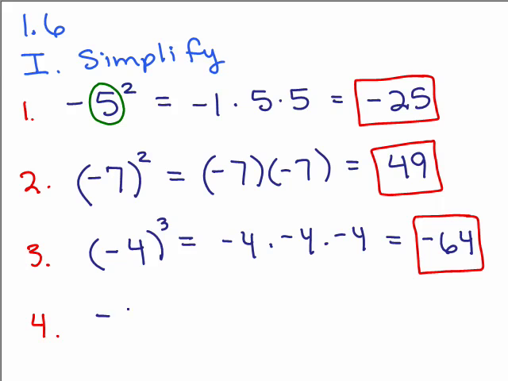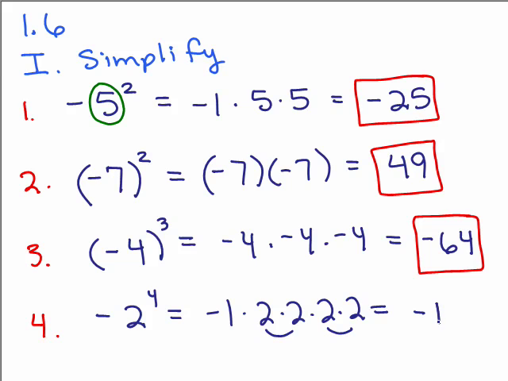Negative 2 to the 4th power. This is similar to number 1. The base is only 2, not negative 2, because the negative sign is out in front. So you could think of that as negative 1 times 2 to the 4th, which means 2 times 2 times 2 times 2, if you want to write that out. So we're going to get a negative. Now, 2 times 2 is 4, times another 4 will give you 16. So this is negative 16.